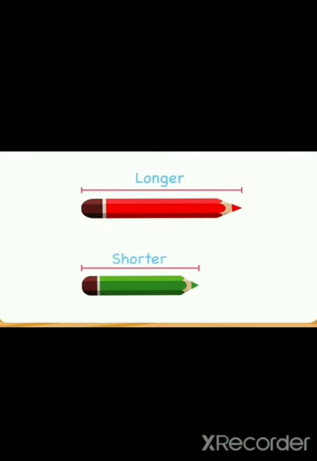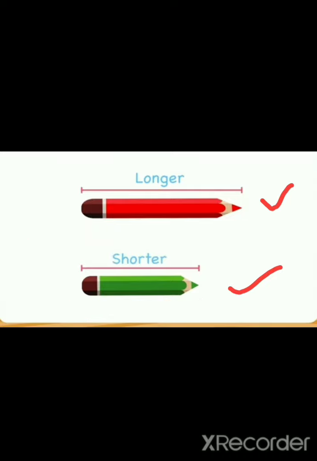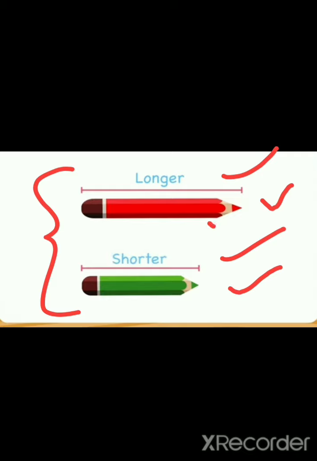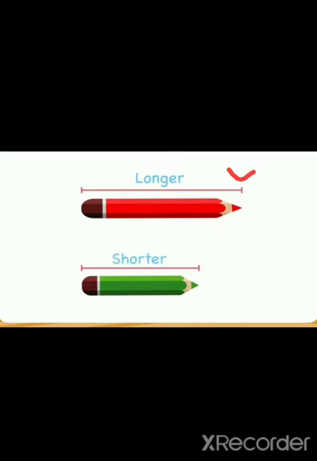Here I have one red pencil and one green pencil. If you observe these two pencils, one is longer and the green one is shorter. On the basis of what can you describe this as longer or shorter? You can observe that the red pencil is greater in length as compared to the green one. So ultimately we can say that the red one is longer than the green one.